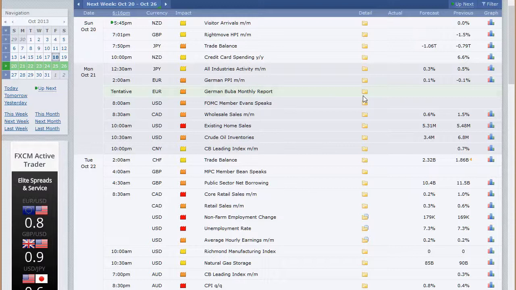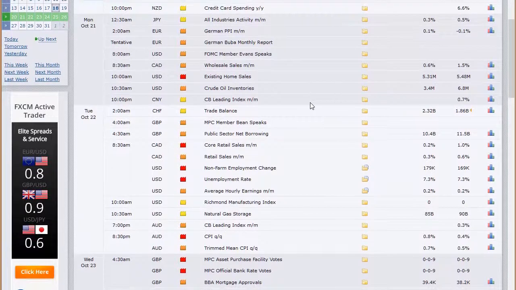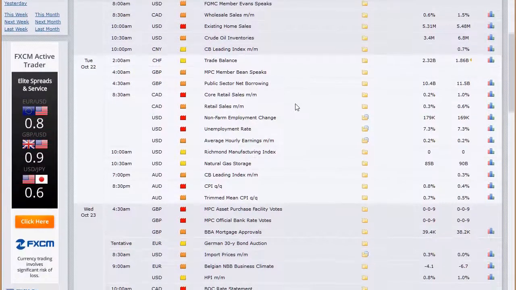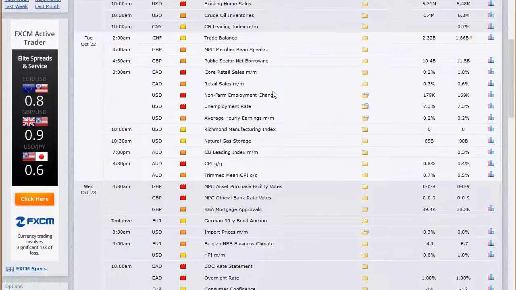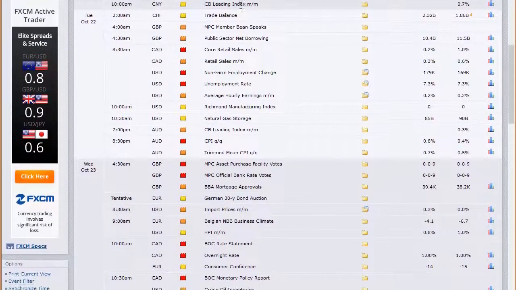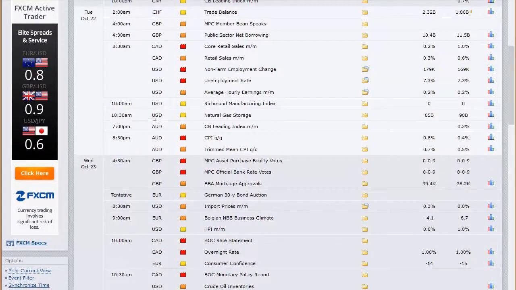So here we go. Sunday, trade balance out of Japan, credit card spending out of New Zealand. Monday, all industries activity out of Japan in the early hours. German PPI. Wholesale sales out of Canada, existing home sales out of the U.S., crude oil inventories out of the U.S. That's usually a Wednesday number, coming out late because of the government shutdown. Tuesday morning early, trade balance out of Switzerland, core retail sales out of Canada.